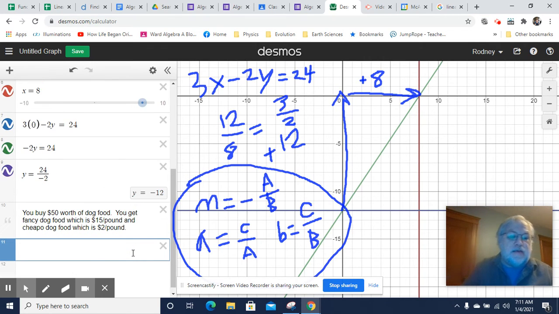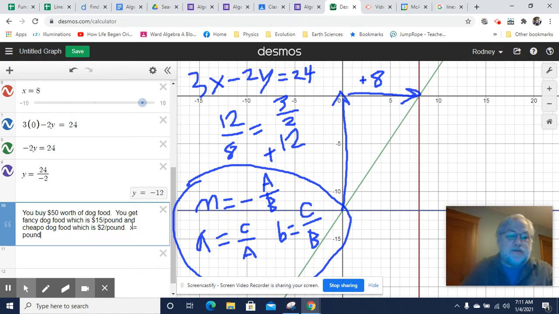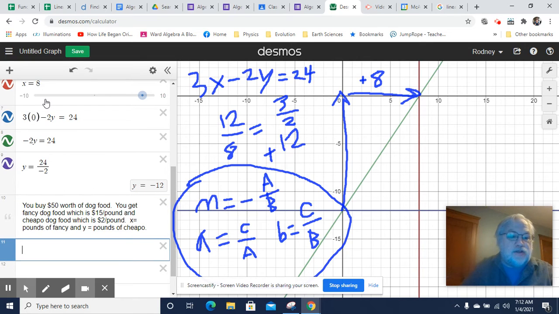So we can say, okay, X is pounds. We're going to have two variables here. We don't know how many pounds of fancy, and let's say Y equals pounds of cheapo. Okay, so let's create an equation. So $15 per pound times the number of pounds of fancy plus $2 per pound times the number of pounds of cheapo is going to equal $50. And that creates an equation.